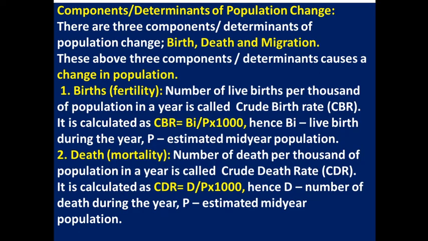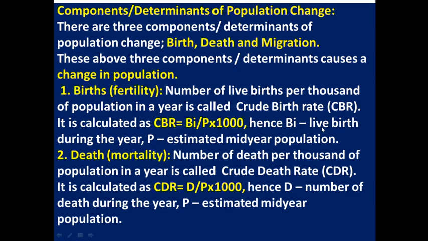It is called crude birth rate. So how can we calculate the crude birth rate? CBR is equal to BI divided by P into 1000. Here we are going to calculate the fertility rate, crude birth rate, as a number out of 1000.